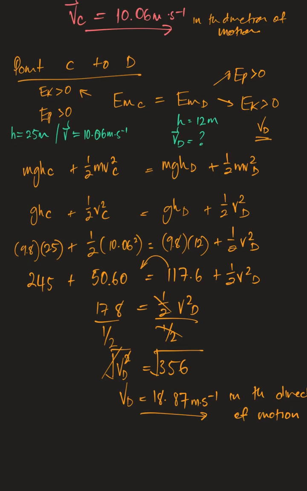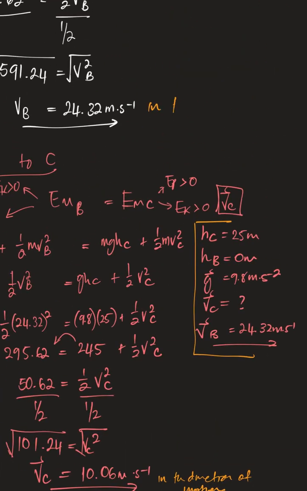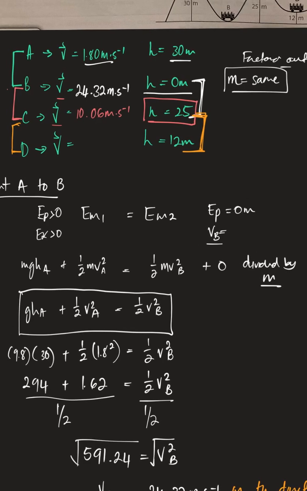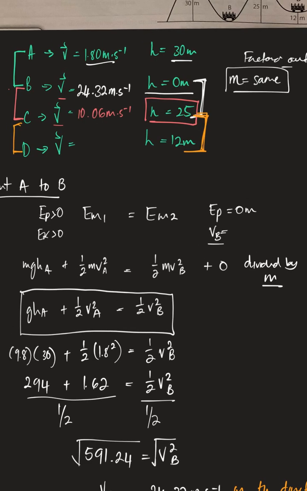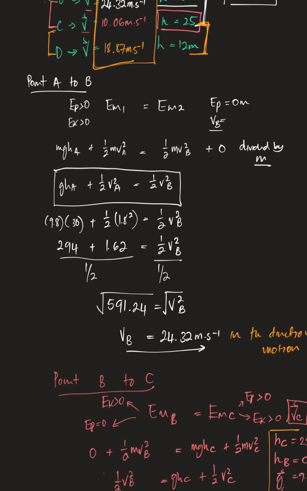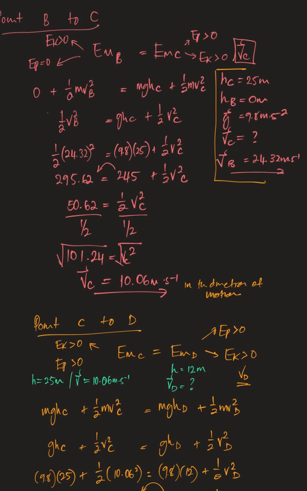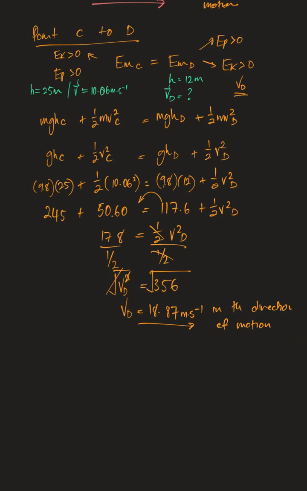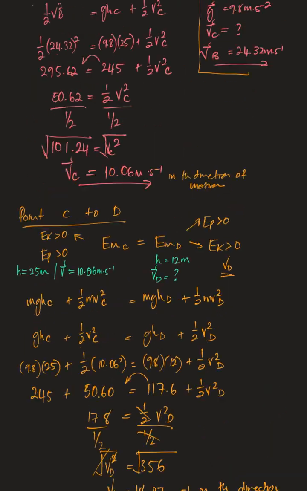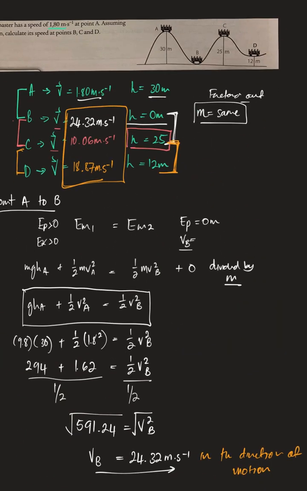So that would have been the last little bit. In the direction of motion. And then come up here and I could write this down as 18.87 meters per second. And there I've done the calculations. There's my answers. So I've done points A to B. I did points B to C and C to D. And I got all three of my values. And I have it all here.